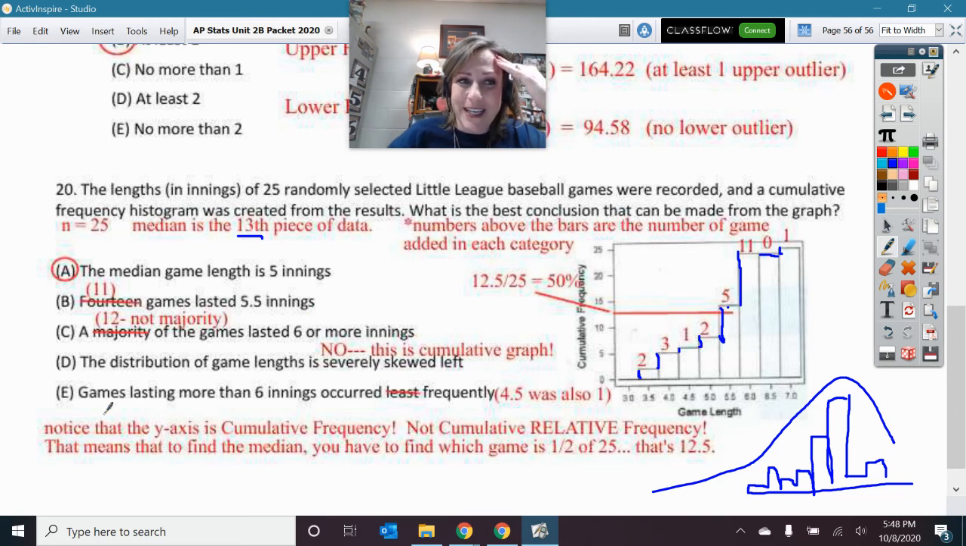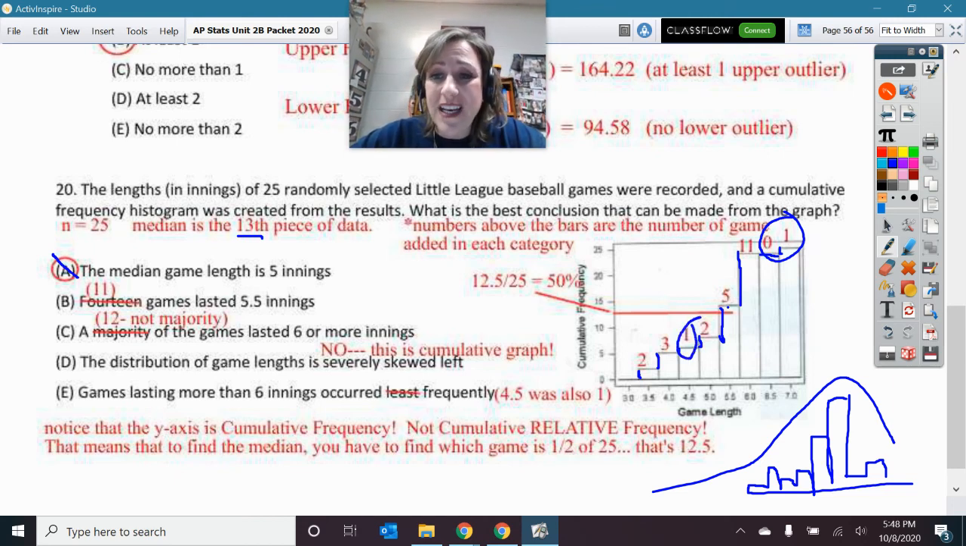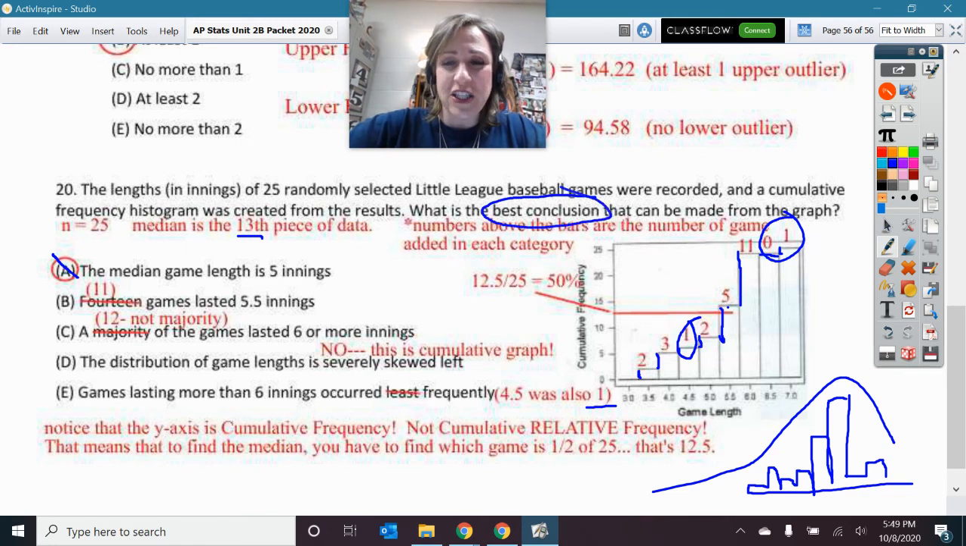All right, and this last one, let's keep going and looking. So I'm thinking that's not true though. Games lasting more than 6 innings occurred least frequently. Okay, so that's these ones, 0 and 1. And so then I'm saying to myself, well, yeah, I know that 6.5 innings is definitely the least, but the one lasting 4.5 innings was also only 1. So what's the best answer? What is the best conclusion?